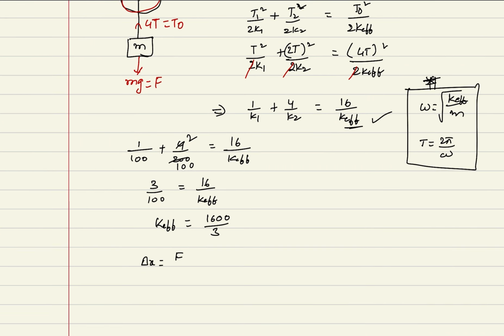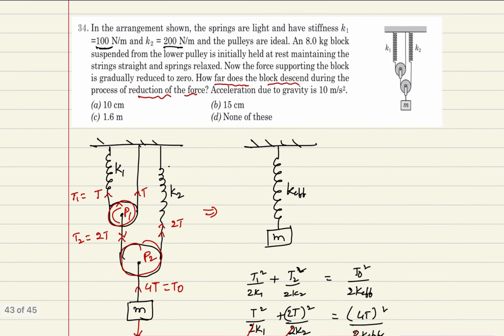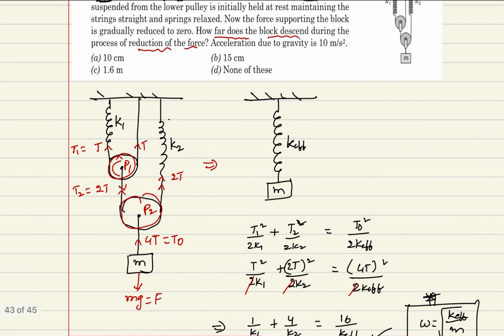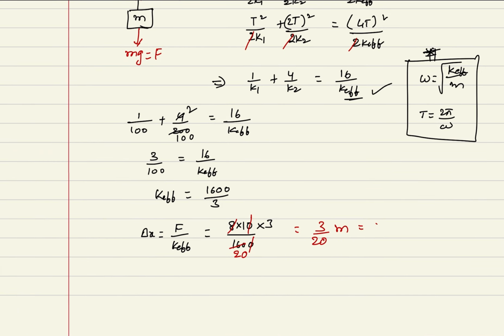Now I am writing delta x is equal to F divided by K effective. Our F value is equal to how much? You can see here our F is equal to mg only. M value is 8 kg, so 8 into g, which is 10, divided by K effective, whose value is 1600 divided by 3. Now you can see that the 0 and 0 get cancelled. This will get cancelled 2 times. So finally you can write 3 divided by 20 meters. But if you see our options, they have given meters as well as centimeters also. Obviously we will not get 1.6.